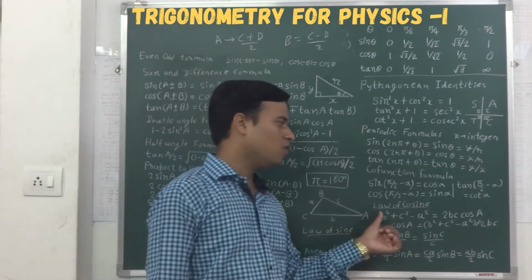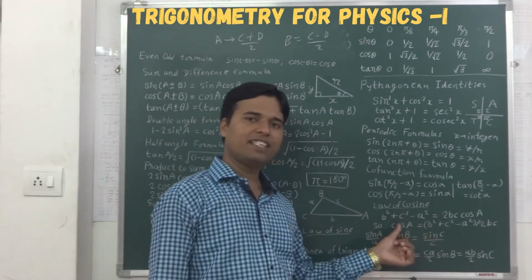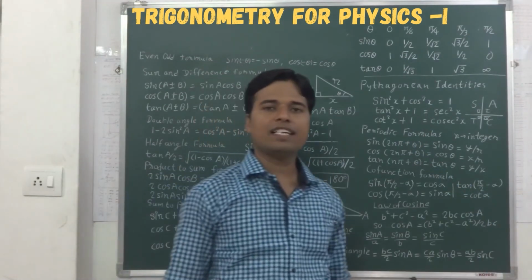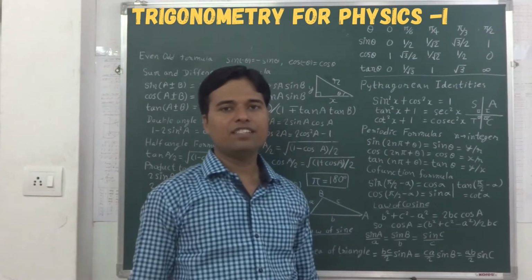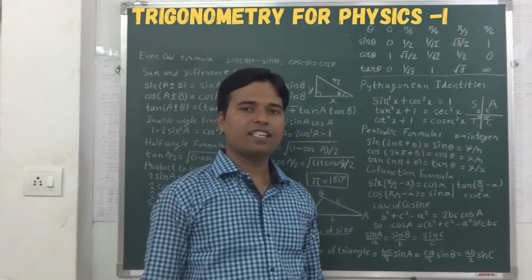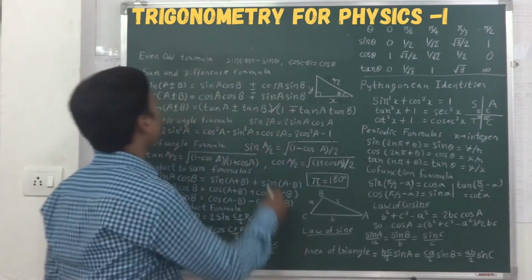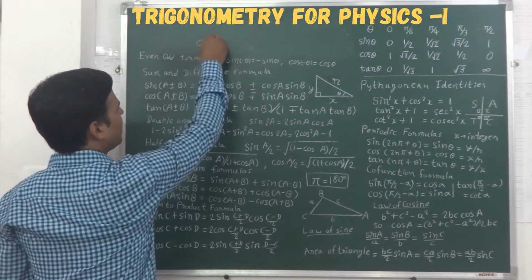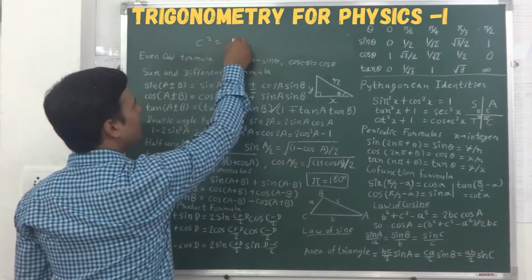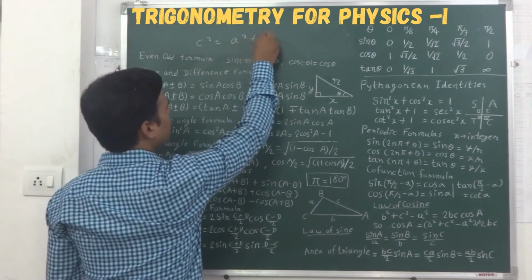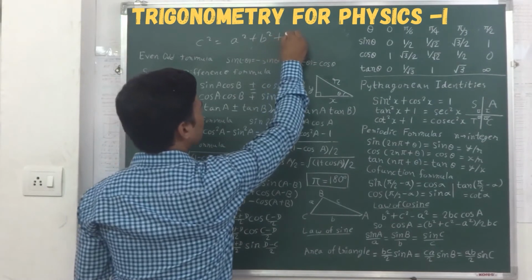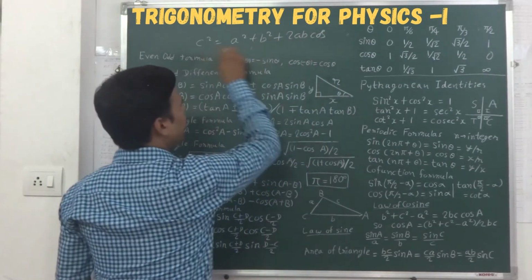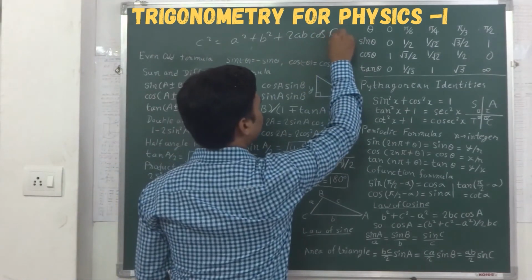Now dear students, the law of cosine can be written as a formula. I will write it here. In the following classes of physics, we will learn the concept of vectors. In that, we will prove this formula: c square, the third side, will be equal to a square plus b square minus 2 ab cos of its angle C.